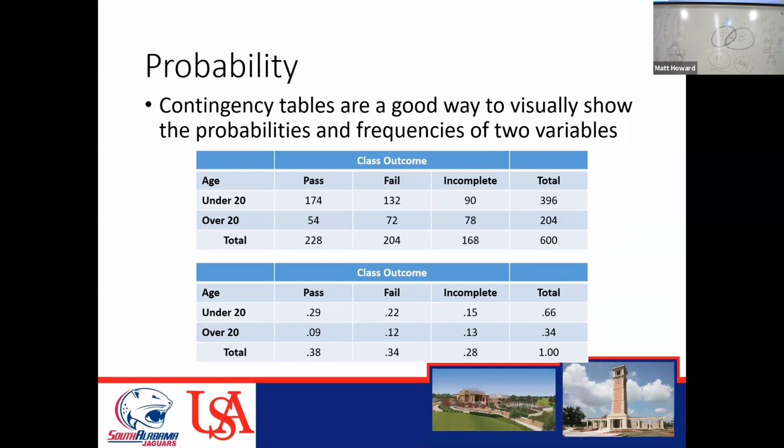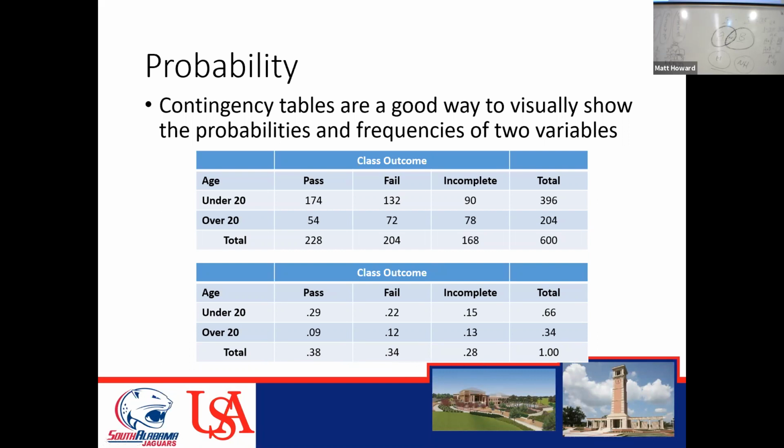So that would mean that 29% of our sample were students under 20 that passed. Right here, 22% of our sample were students under 20 that failed, and so on and so on, until we get to something like, let's look over here. This would mean that 66% of our sample were under the age of 20, irrespective of the class outcome. Over here, 34% of our sample were over 20, irrespective of class outcome. Down here, 38% of our class passed, 34% failed, and 28% got incompletes.